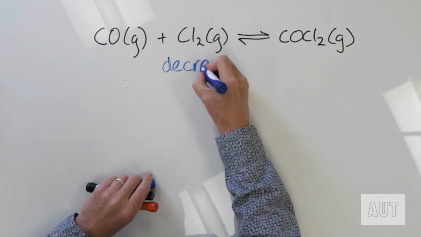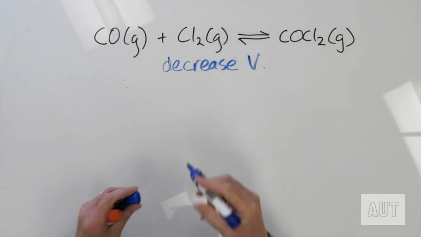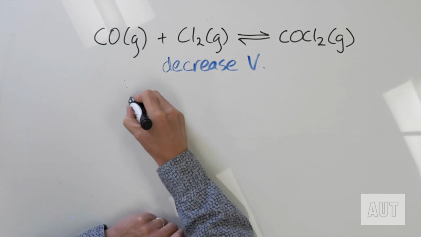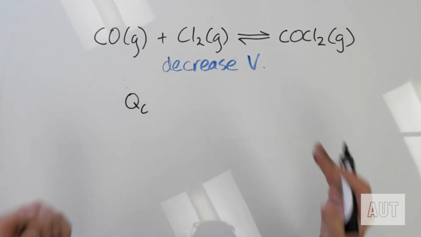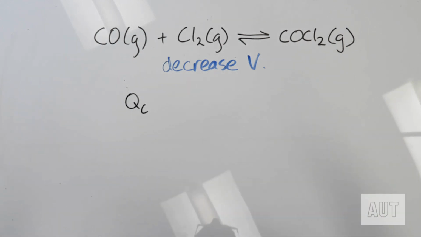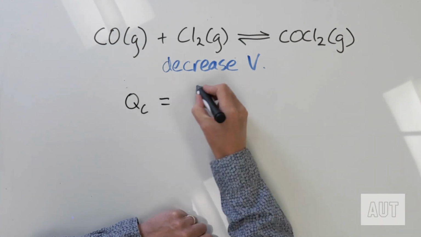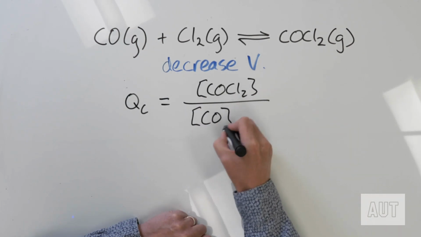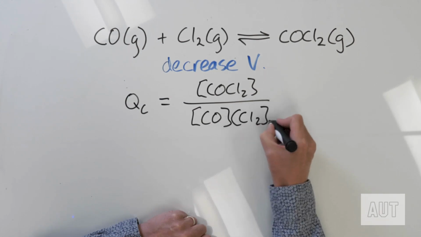Second question, what happens if we increase the pressure in the container by decreasing the volume? So let's write this now. We're going to decrease volume. What happens? Again, we write our expression for Q, because if this change affects Q, then we're not going to be at equilibrium anymore, and we must get an equilibrium shift. So we write it out again: COCl2 concentration over CO concentration times Cl2 concentration.